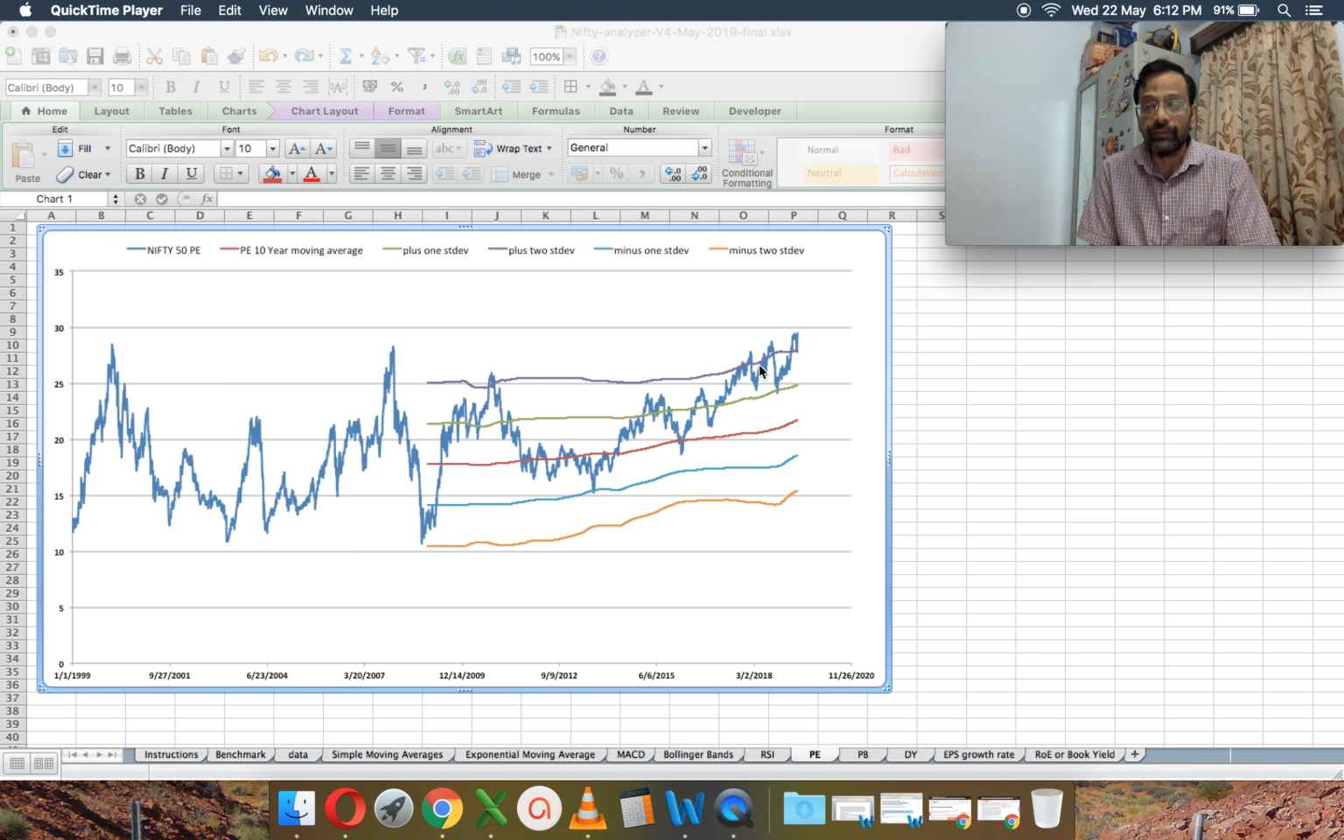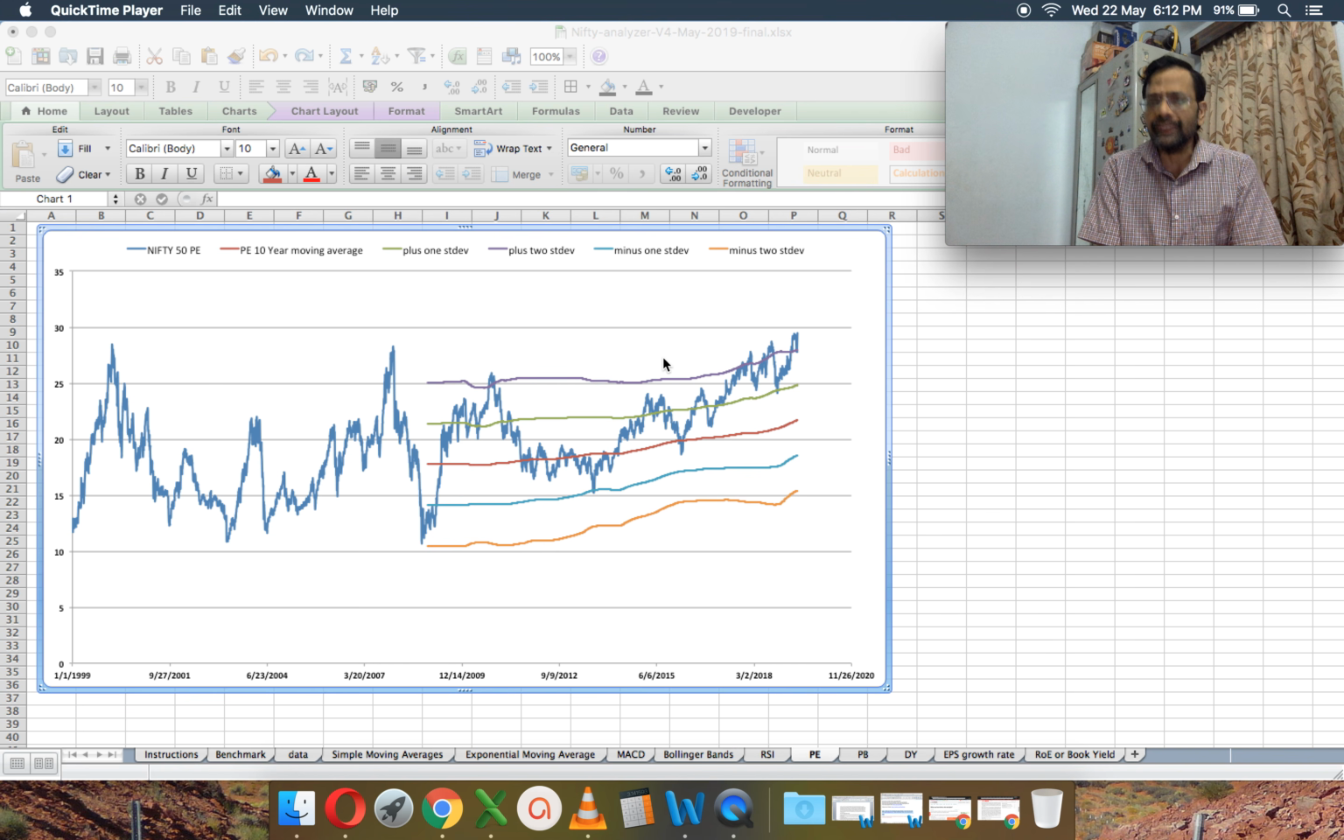You can see here this correction has not even touched the one standard deviation line, and it shot back up, went above the two standard deviation line, corrected, touched the one standard deviation line, and now it shot up again. Now, obviously you know that the Nifty is overvalued, PE is overvalued.